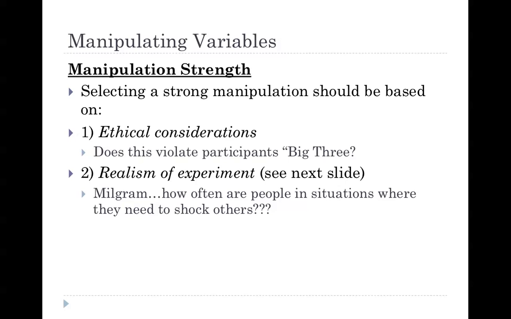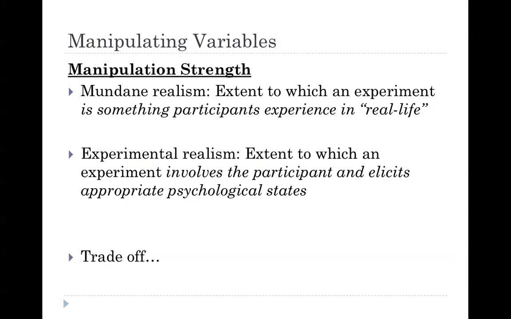Now the second consideration, which is very important as well, deals with the realism of experiments. I want you to have Milgram in mind as we go through these next few ideas, such that the Milgram experiment was about how often participants were likely to shock the Confederate. While this study had really interesting effects, we need to ask ourselves a few things about the manipulation in this study. These deal with the mundane and experimental realism of a manipulation. When I speak of mundane realism, it's the extent to which an experiment is something participants experience in real life.